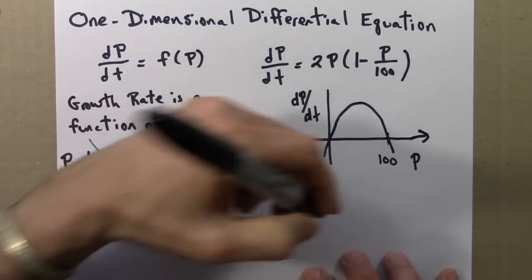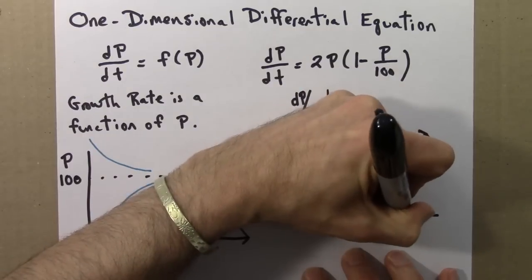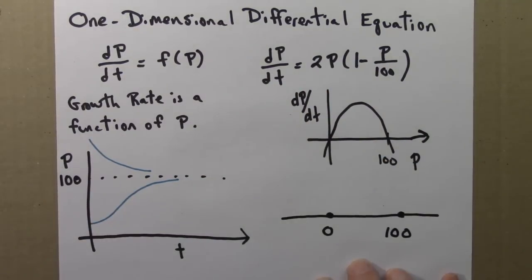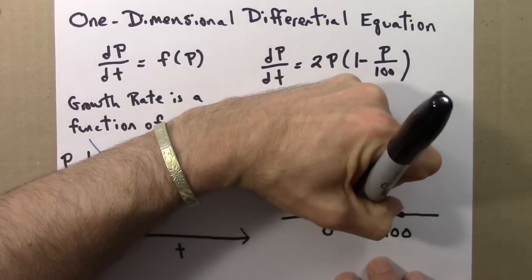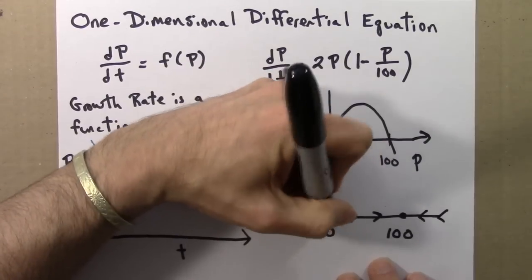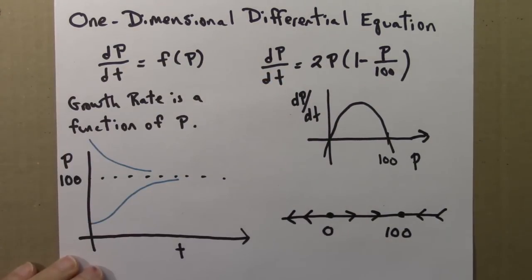And we can summarize that behavior in a phase line. Two fixed points or two equilibria at 0 and 100. And it would look, let's see, something like that. So the fixed point at 0, the equilibrium at 0, that's unstable. The equilibrium at 100, that's stable. If we're in between 0 and 100, we move up. If we're above 100, we move down, approaching 100.